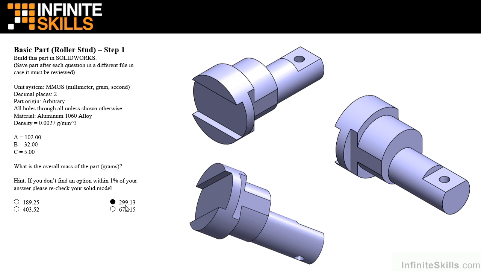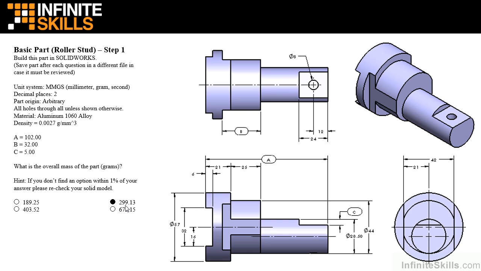Now let's go to the drawing view screen. On this screen, we have the same directions. However, we have the front, top, and right-hand side view. There's many different ways to model this part. My approach has always been to think like a machinist.